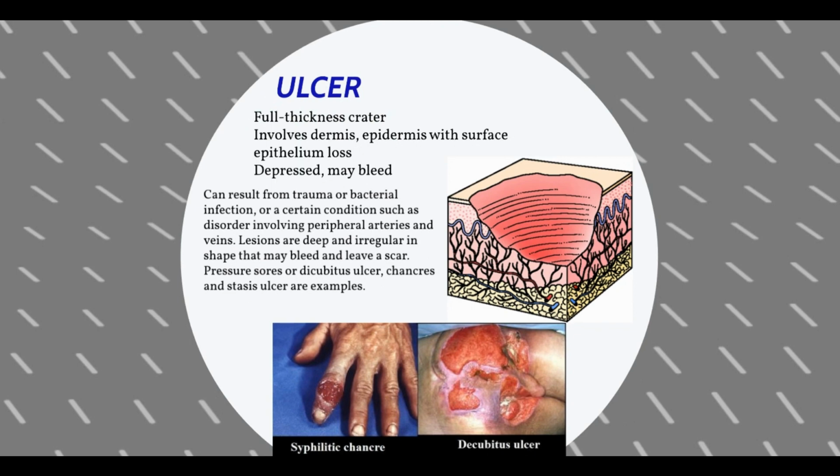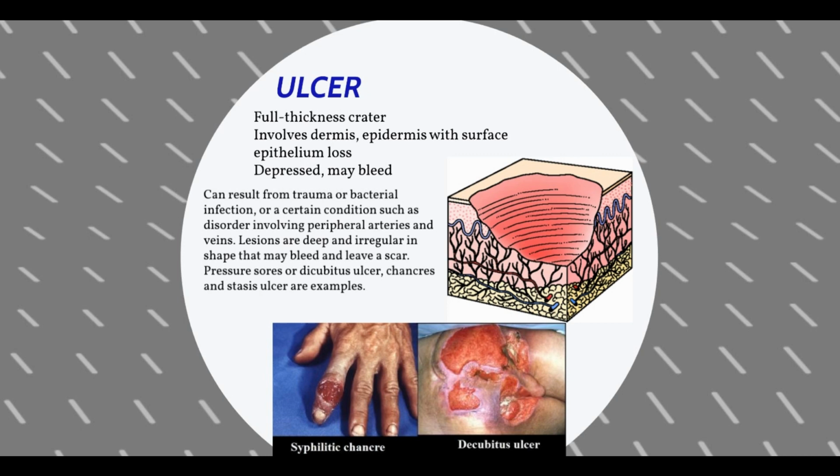All right, so ulcers, and we're going to talk about decubitus ulcers and the different grades in the next video, but let's talk about what they are. So ulcers are full thickness craters, which means, and don't associate that with burns necessarily, because a full thickness burn goes all the way down to the bone. Now, there are some decubitus ulcers that do that, but an ulcer is a full thickness crater involving the dermis, the epidermis, and the surface of the epithelium.